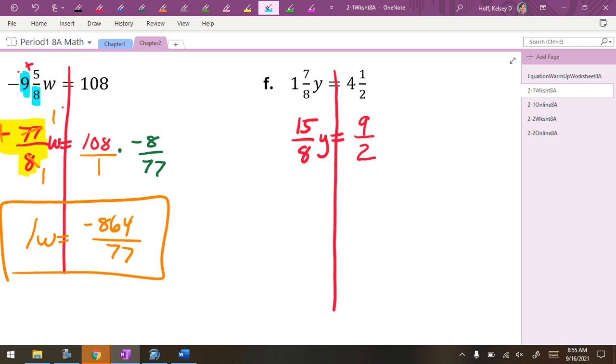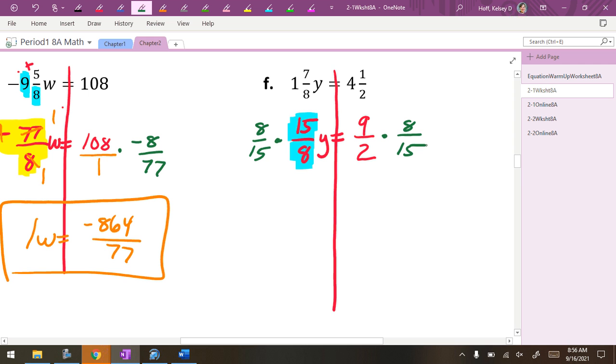Okay. What's your coefficient on this one? 15 over 8. So we got to flip it. When I flip it, I get 8 over 15. Whatever I do to one side, I have to do to the other. Miss Hoff loves the side with the variable because she gets to be cross out happy.